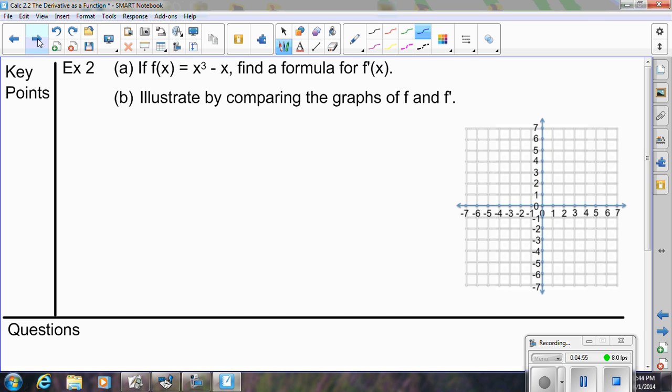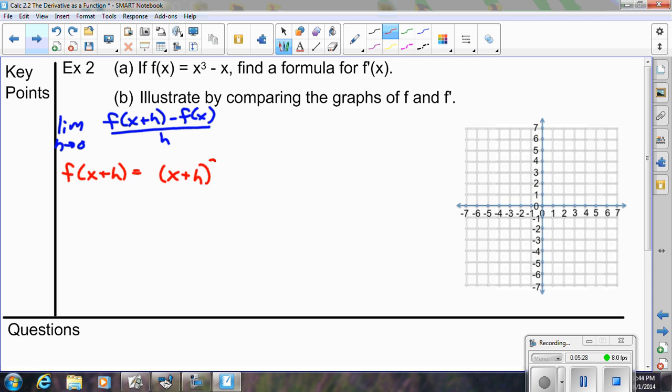All right, so example 2. f of x equals x cubed minus x. Find a formula for f prime. Well, we could start by saying we know our definition, the limit as h approaches 0 of f of x plus h minus f of x all over h. The first thing we will need is to calculate f of x plus h. That will be x plus h cubed minus x plus h.